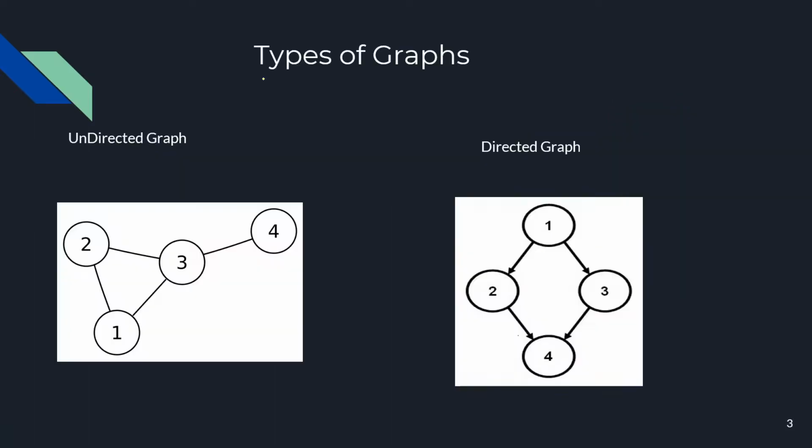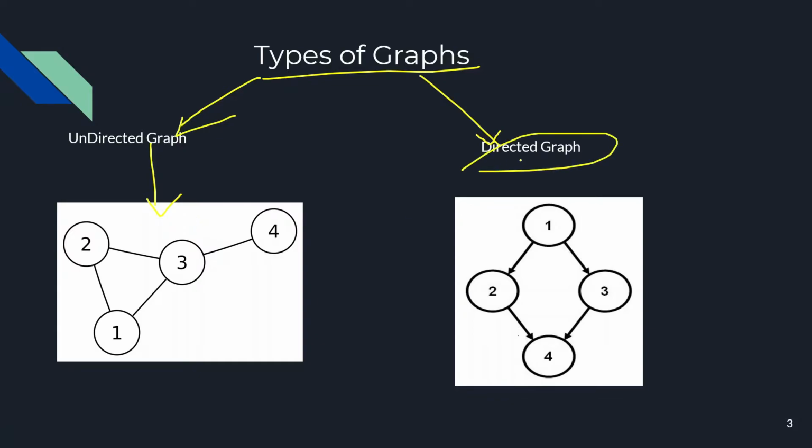Now we will look at types of graph. We have two types of graph, an undirected graph and a directed graph. In an undirected graph, which is in this figure, we can see that there is an edge from 2 to 3, which means an edge between 2 to 3 is also an edge between 3 to 2. But in a directed graph, the edge has a specific direction. In this figure, we can see that there is an edge from 1 to 2 directing towards 2. But it doesn't mean that there will be an edge between 2 and 1.